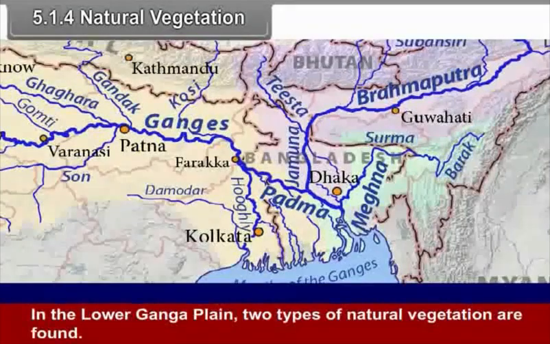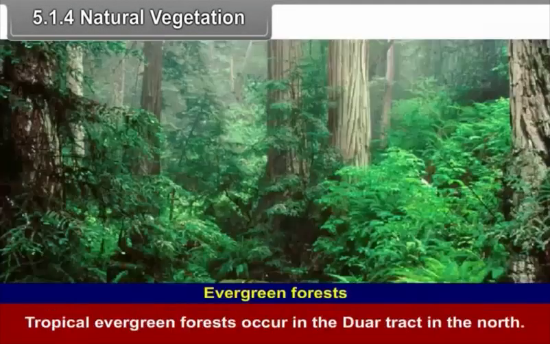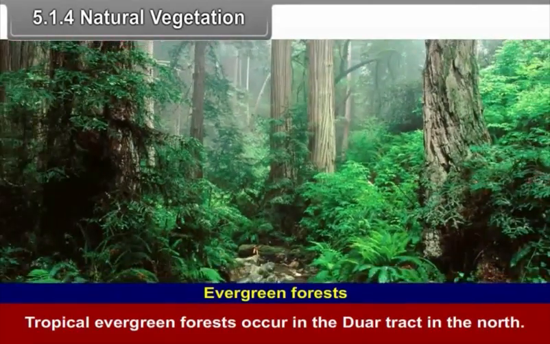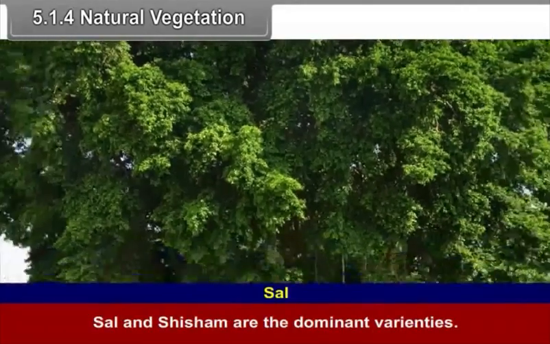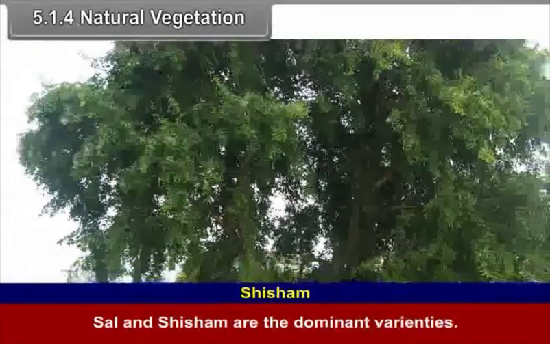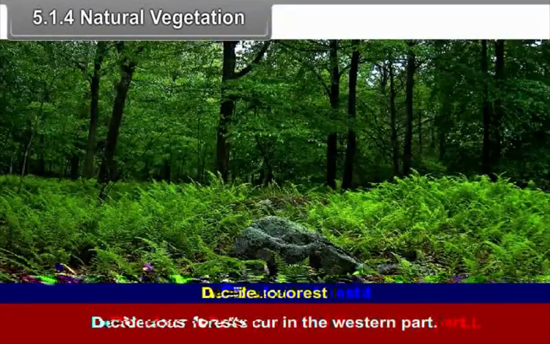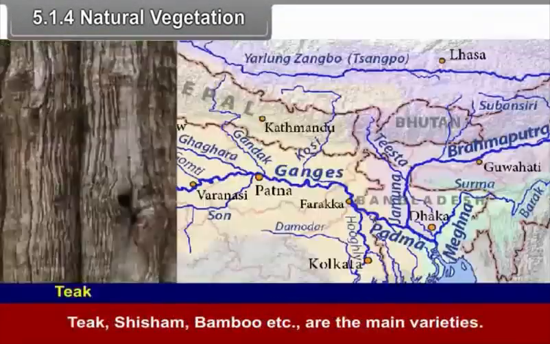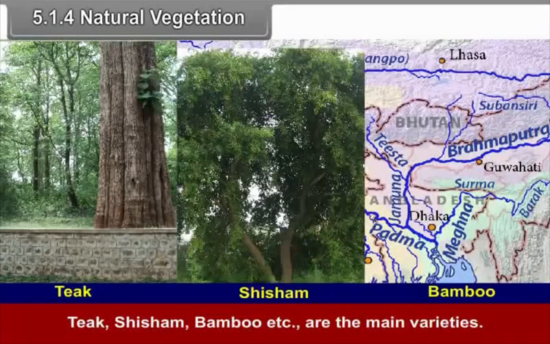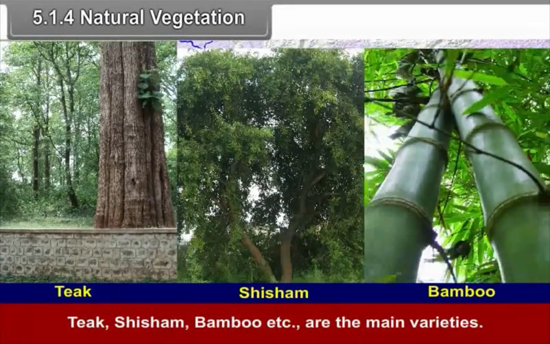In the Lower Ganga plain, two types of natural vegetation are found. Tropical evergreen forests occur in the Dwar tract in the north. Sal and shisham are the dominant varieties. Deciduous forests occur in the western part. Teak, shisham, bamboo, etc. are the main varieties.